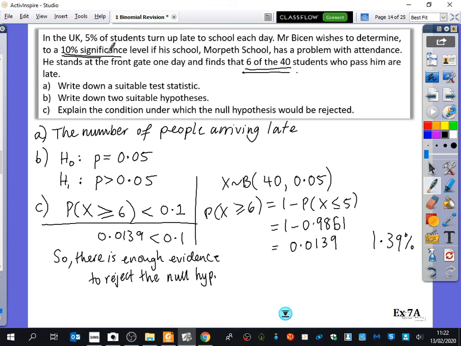10% is not that significant. We would accept the null hypothesis if it was greater than that. We wouldn't have a problem. No, we think that it's not that rare to have happened.